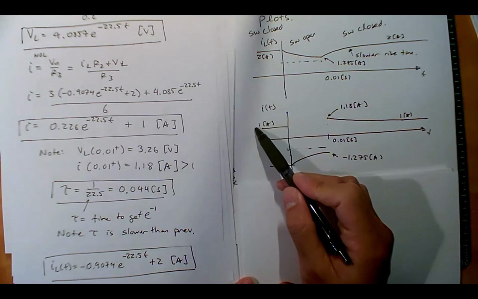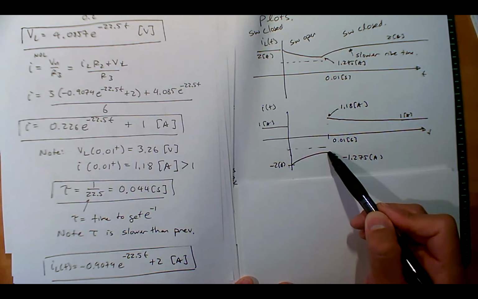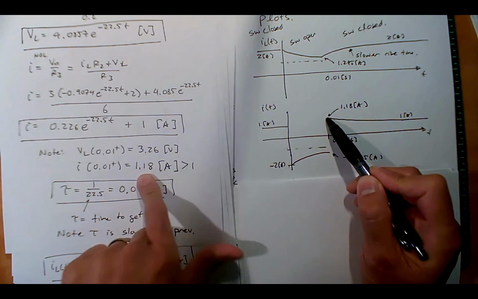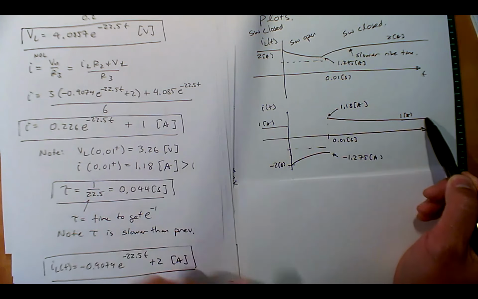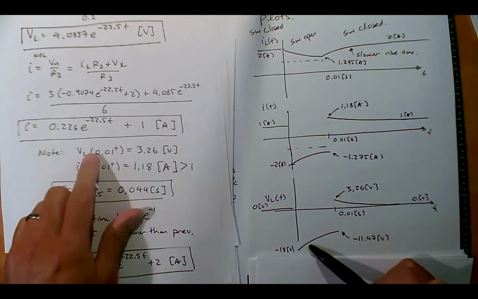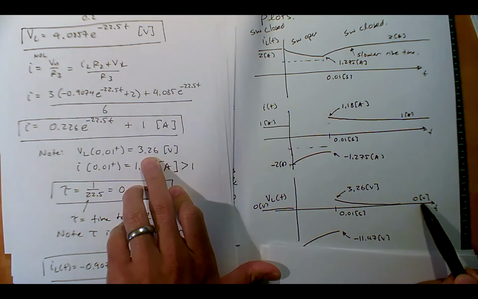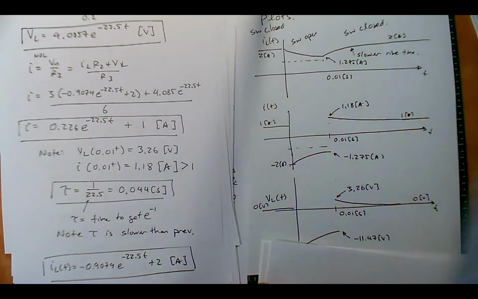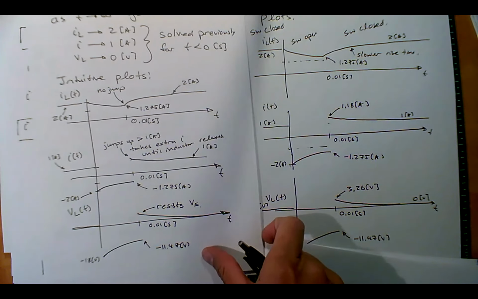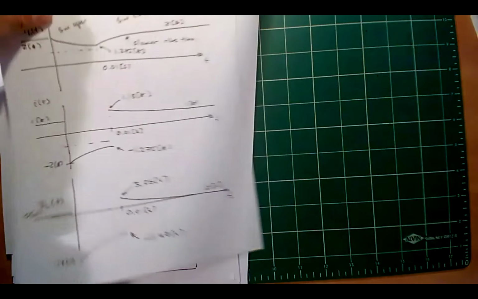Okay, what about the current? Current is happily at 1. It opens the switch, jumps to -2, and then we close the switch again, jumps to 1.18, and then decays back to 1 amp. Okay. And the last one, the voltage, what does it do? Jumps to -18, goes to -11, and then jumps up to 3.26 and then decays to 0. So hopefully this matches, yep, matches our intuitive plot. Yes, victory. Okay, let's switch over to the simulation and see if we get the same response.